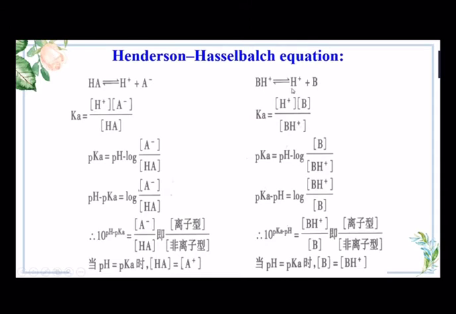From the weak acid drug, we can also get the result: when 50% of the drug is in its ionized form, pH equals pKa. We can also get this equation, the famous Henderson-Hasselbalch equation. For a weak acid drug, the ratio of ionized to non-ionized equals 10 to the power of pH minus pKa. For a weak base drug, the ratio of ionized to non-ionized equals 10 to the power of pKa minus pH.